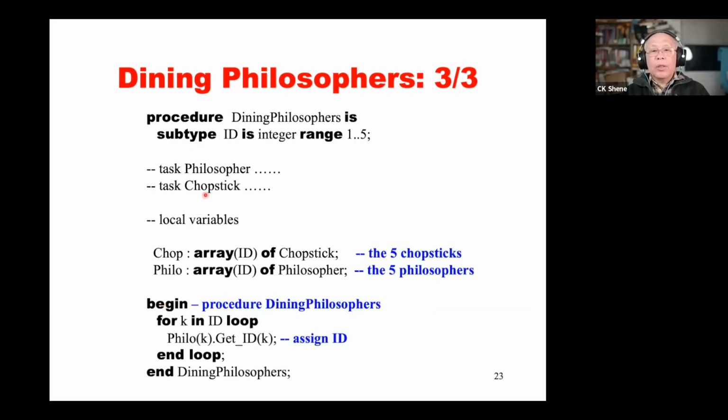Now, this is actually the main program, a procedure Dining Philosopher. It has a subtype ID. The subtype ID is an integer of range 1 to 5.